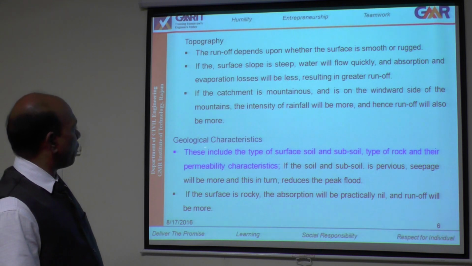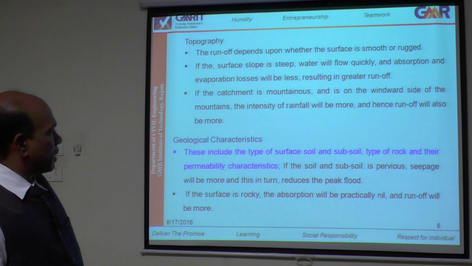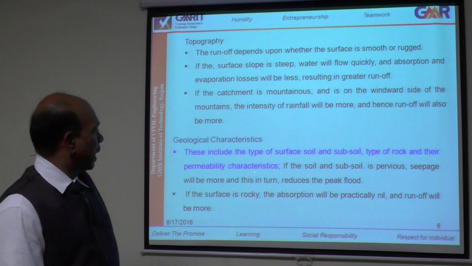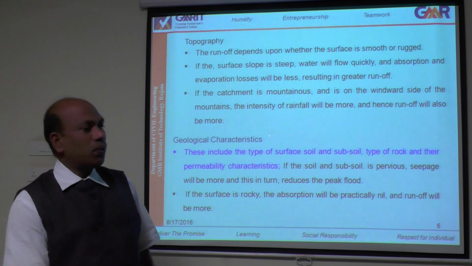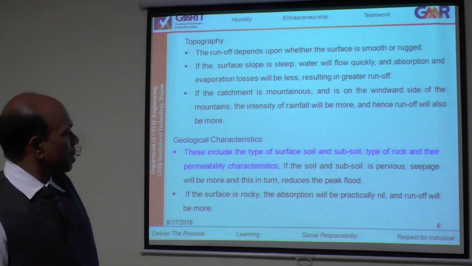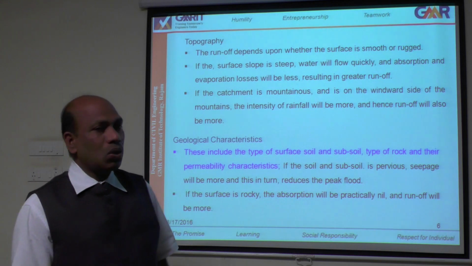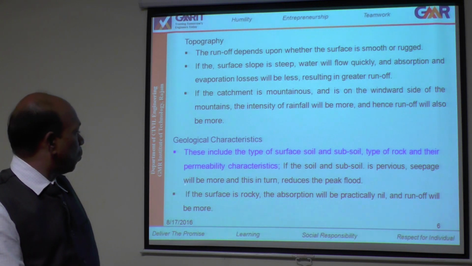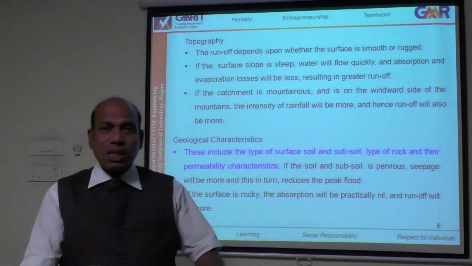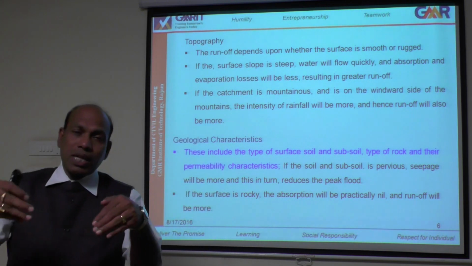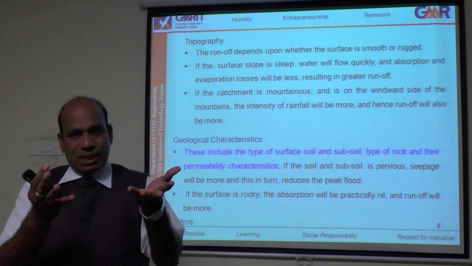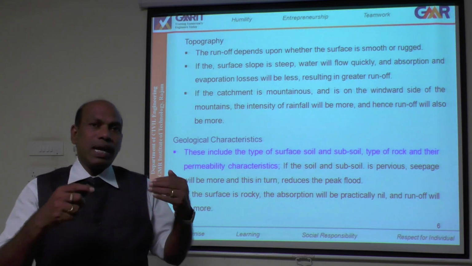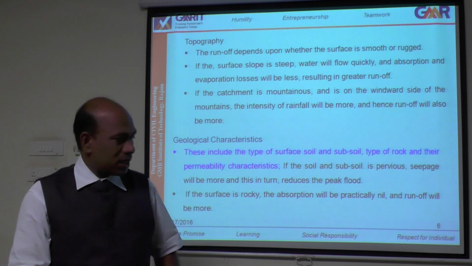These are also very important factors to decide the runoff quantity. Here the surface soil, subsurface soil, type of rock and their permeability characteristics give the rate of runoff. So if the soil and subsurface are pervious, that means sandy soils are available in a particular catchment, in that case the seepage losses are too high, seepage will be more. Once the seepage is more, that means infiltration of water into the ground is more. What is happening? The runoff will be less. So in case of pervious soils, the runoff capacity will be less as compared with impervious layers.